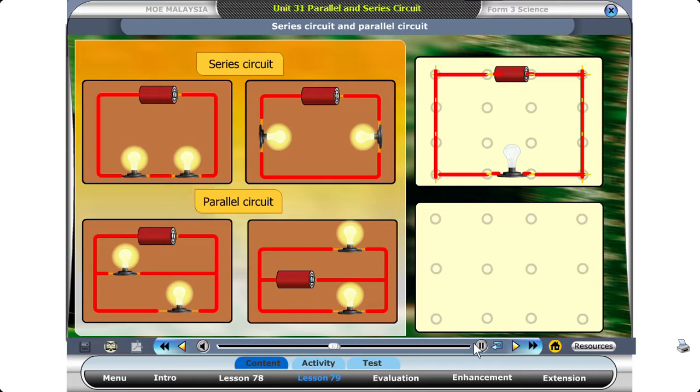The arrangement of the electrical components in a single loop is known as a series circuit. Are there any circuits where the components are joined in different branches? A parallel circuit divides into branches with electrical components in each branch.